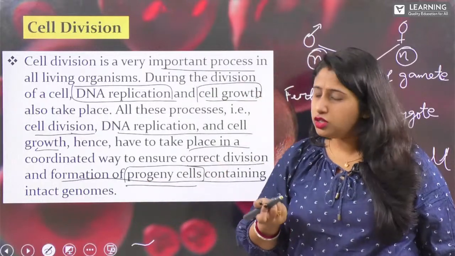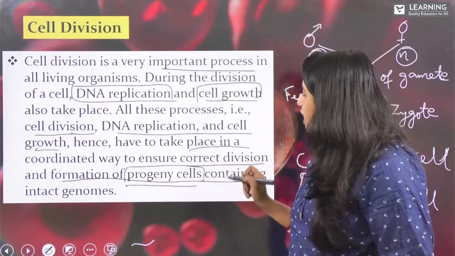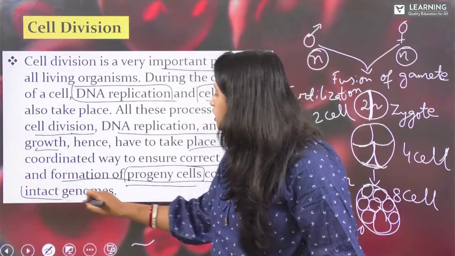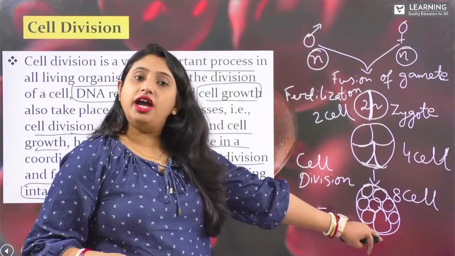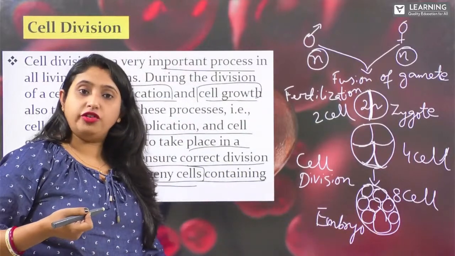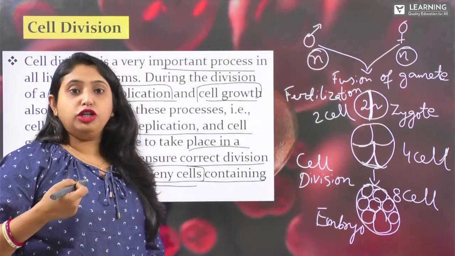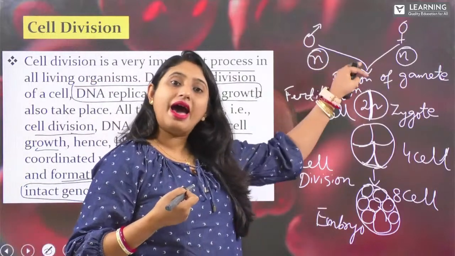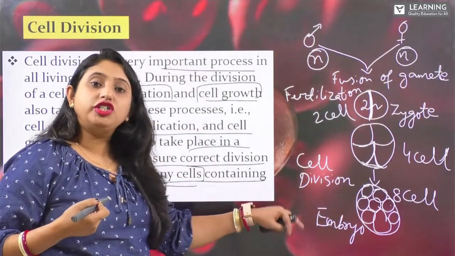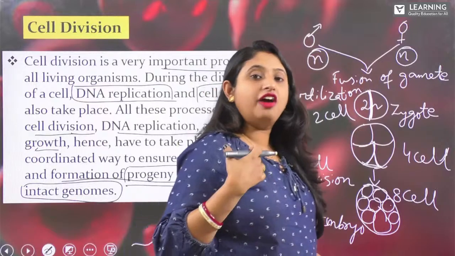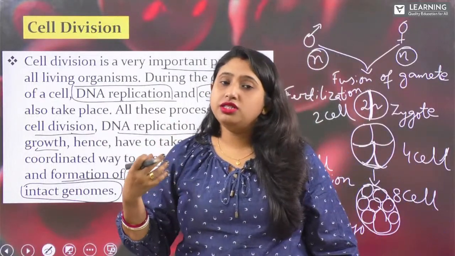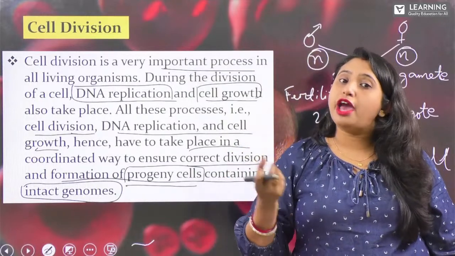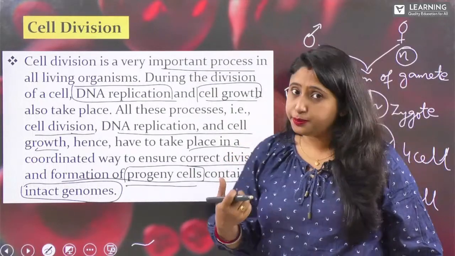Clear? Okay. And it contains the intact genome. So this child, this progeny, will have the genes of the parents only, that is the father and the mother. He or she, that is the progeny cell, will have the genes of the parents only, because fusion of gametes is taking place here, right?